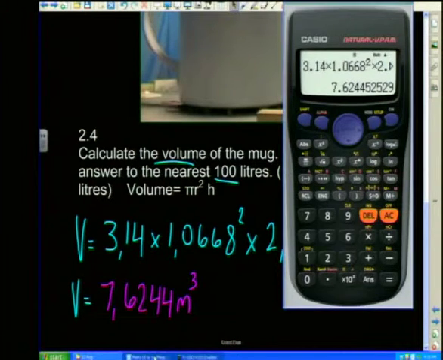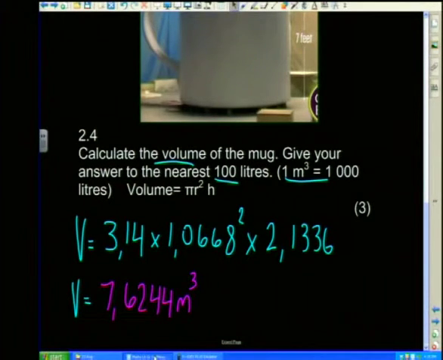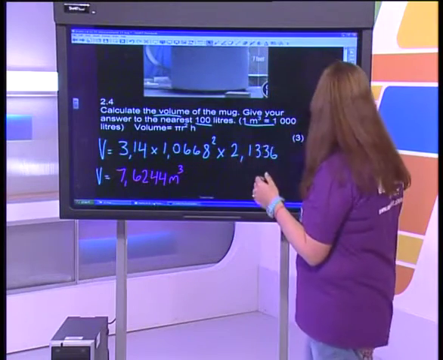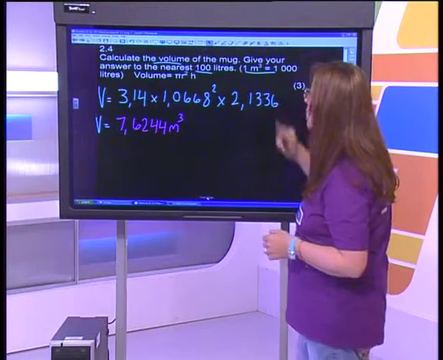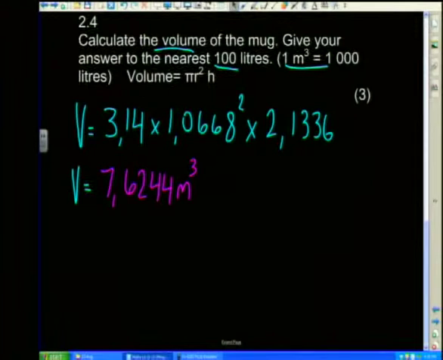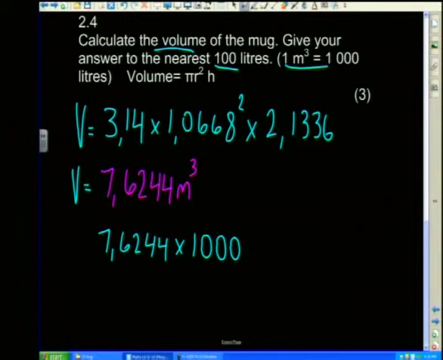Right, but the question said calculate the volume and give it to the nearest 100 liters. They did not tell us to calculate the volume in meters cubed. But what they did tell us was that 1 meter cubed is 1,000 liters. So if I take this 7,6244 and times it by 1,000, that will give me how many liters we have. So we can just move the decimal 3 places, and we've got 7,624.4 liters.